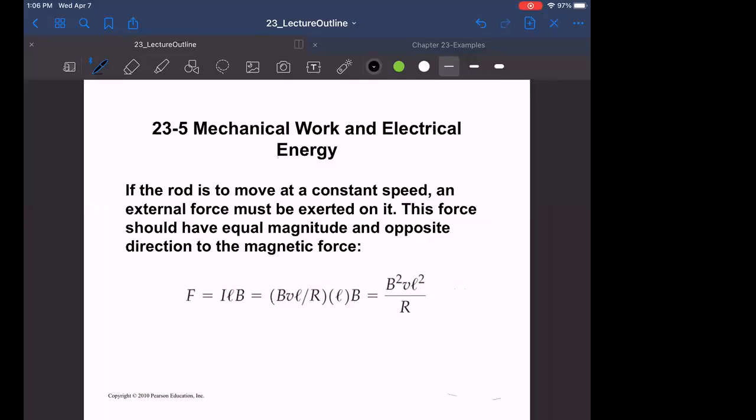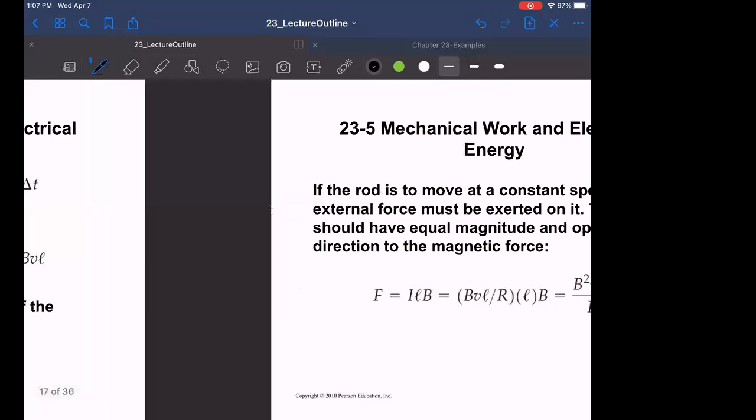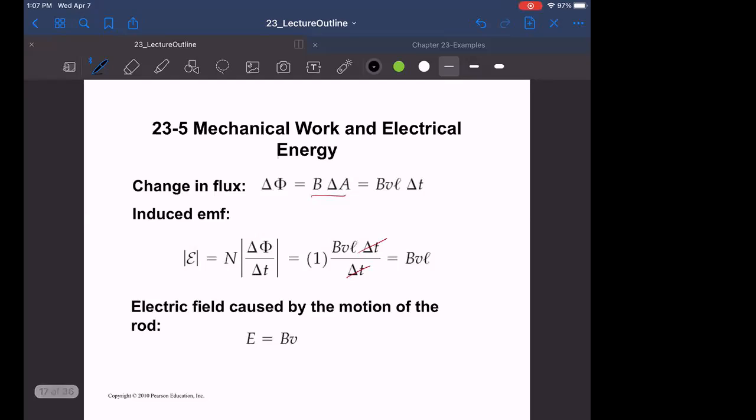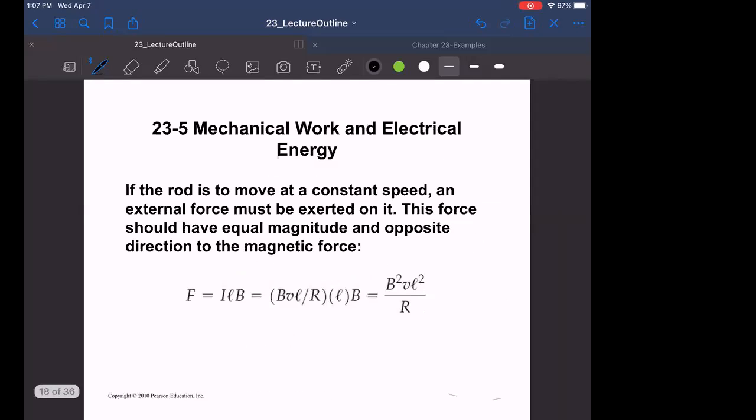So if I had a problem asking me for the force it took to push something like that, I would probably just start with the BIL and then look at the rate of change of the flux in a single loop and go through and figure out the induced EMF and then look at the resistance and all that kind of stuff and try and solve it that way. Okay.